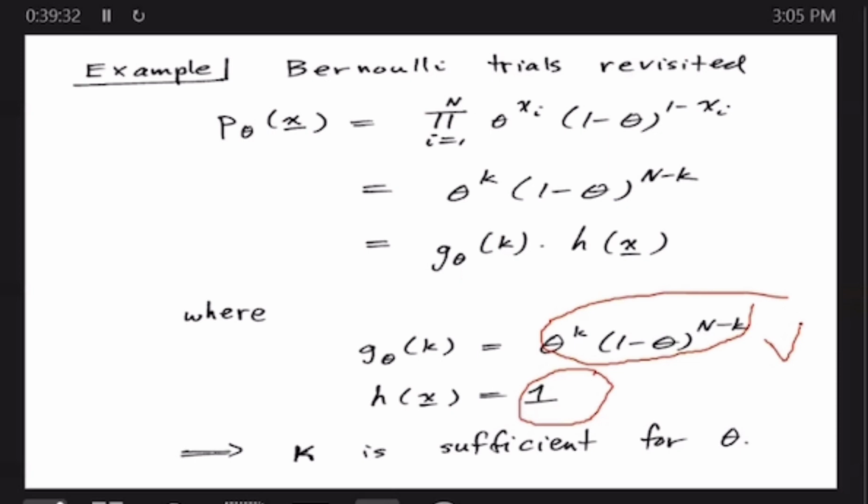Factorization approach by Fisher-Neyman is very, very easy. All we need to know is how to obtain the likelihood function, the joint PDF or the joint PMF of any given probability distribution.